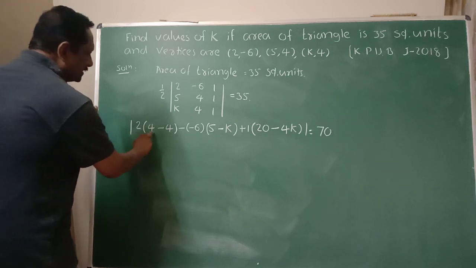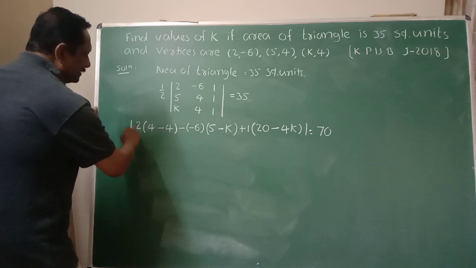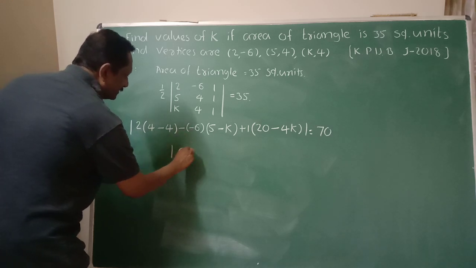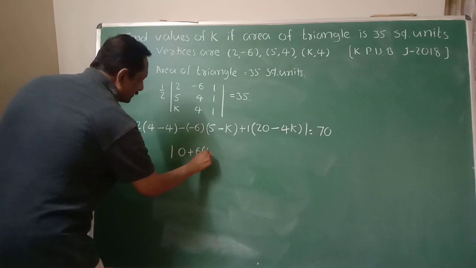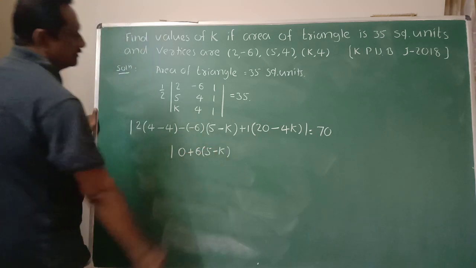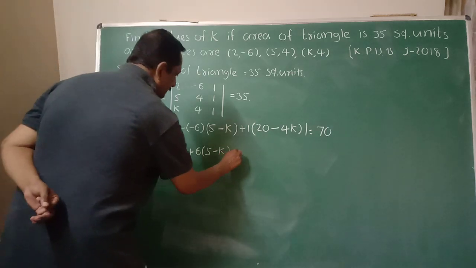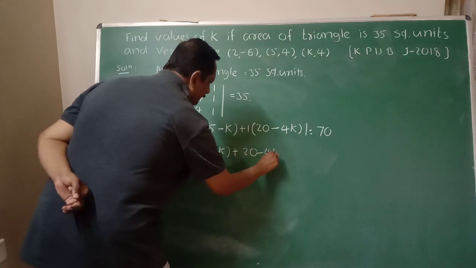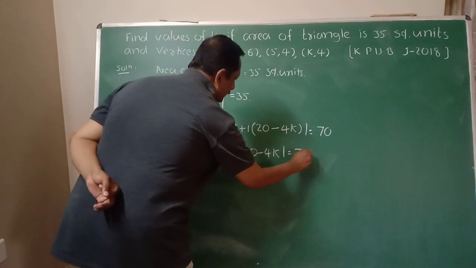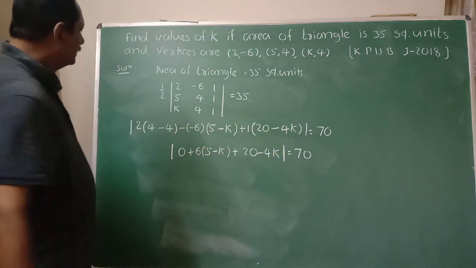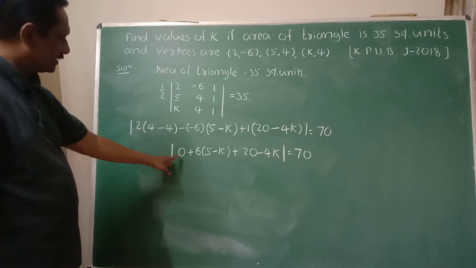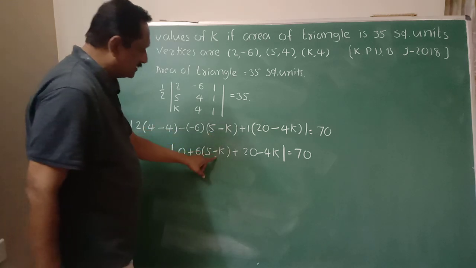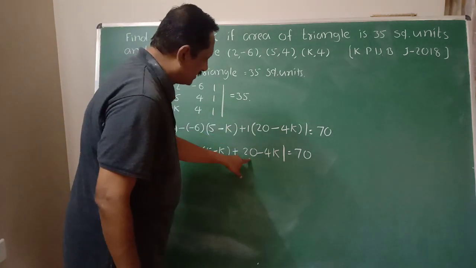Then here 4 minus 4 becomes a 0. Complete this term becomes a 0 here. So determinant of 0 here. Minus into minus becomes a plus 6 into 5 minus k. Then a plus 1 into 20 minus 4k is equal to 70 here. Okay, here 4 minus 4 is 0, 0 into 2 becomes a 0, plus minus into minus plus here. Then 6 into 5 minus k plus 1 into this term here, 20 minus 4k.